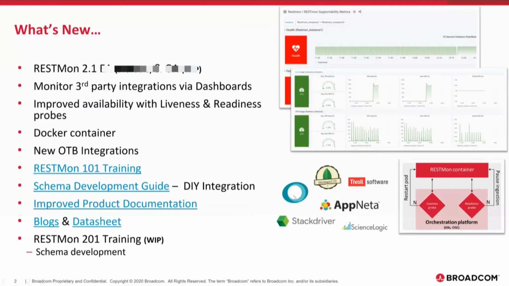There are some new out-of-the-box integrations. Namely, we have new schemas for New Relic, MongoDB, Netcool, AppNeta, Stackdriver, and ScienceLogix. These are 4 or 5 new schemas. Some of them are polling schemas, some of them are streaming schemas.